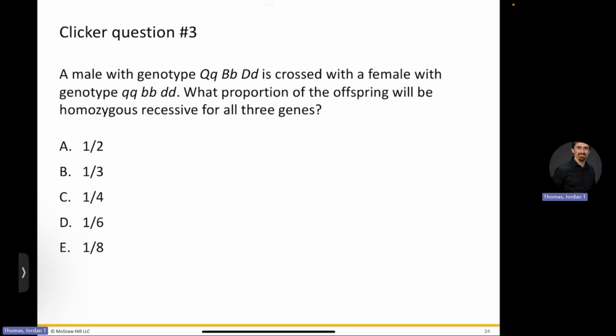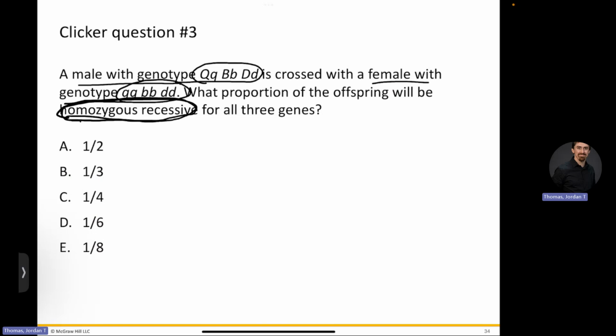So this is one that I'm actually going to do with y'all because I want to explain how it's done. We have a male genotype with big Q, little q, big B, little b, big D, little d, crossed with a female with a genotype of little q, little q, little b, little b, little d, little d. It's homozygous recessive across the board. What proportion of the offspring will be homozygous recessive? So we're looking for homozygous recessive.